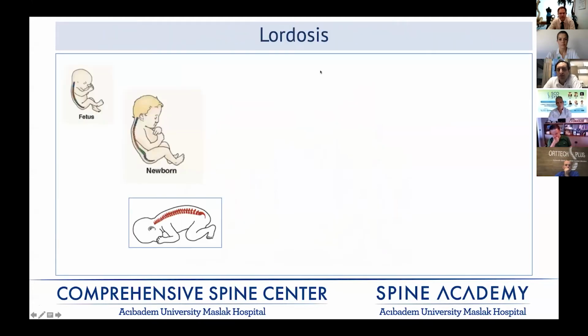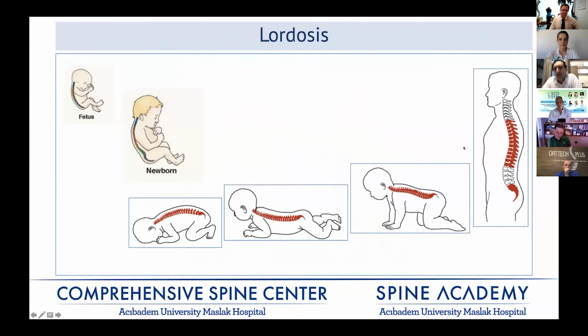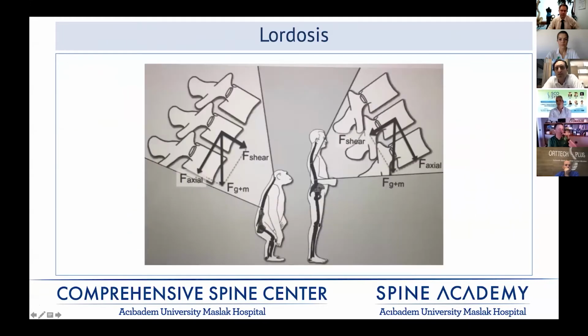And actually, still up to today, the lordosis of the lumbar area is only unique to human beings. And when we are a fetus or a newborn, it's actually not present. So when we start to crawl, and when we stand up, this lordosis becomes evident as a secondary curve. So this actually has changed the way the spine is being loaded, especially in the lumbar and thoracolumbar area.